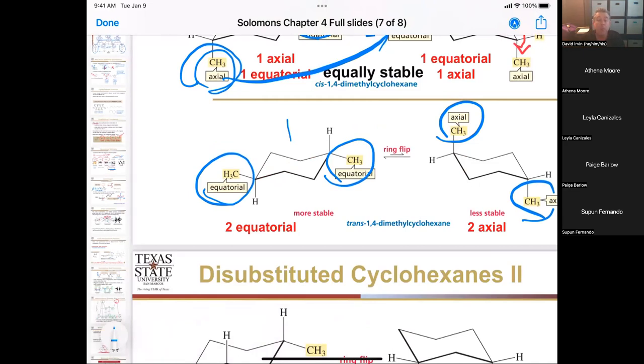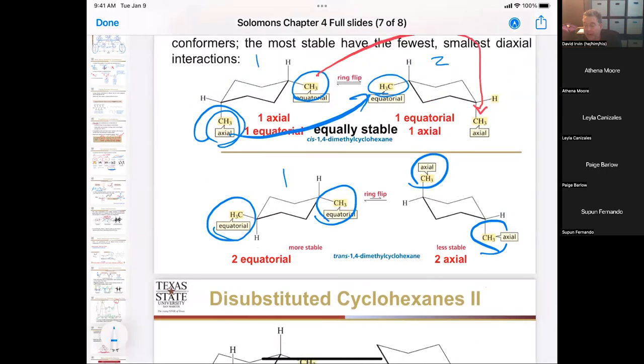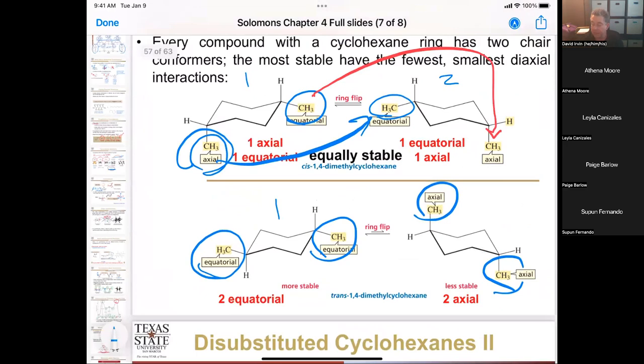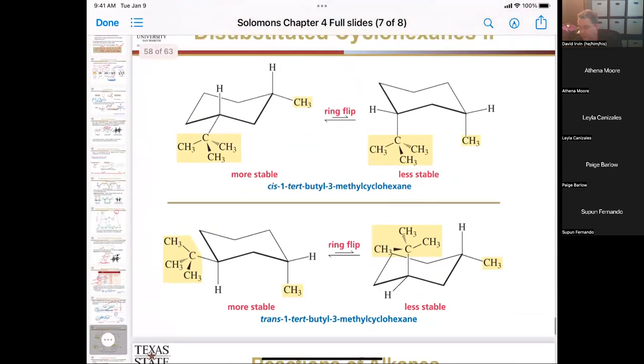Okay, the one where both of your groups are in the equatorial position is going to be more stable than in the axial position because of steric strain. Notice if we drew our Newman projections, they would all be staggered. It's not anything about ring strain, it's everything about steric strain. Okay, so let's extend that right here.